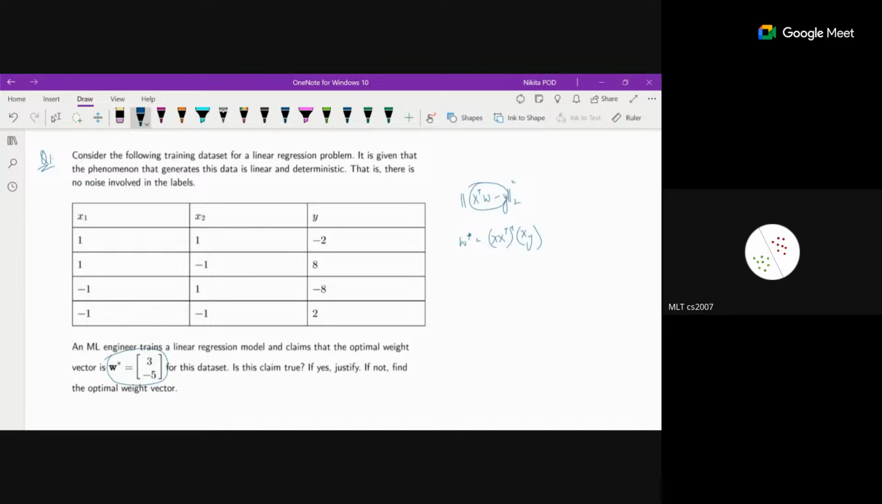Ma'am, what to do? First find X transpose X, then find the inverse and multiply with X transpose Y, right? Yes. What you have written above is just X transpose W star minus Y. If you do this, what you will get is just 0, as a scalar. Okay, so yes, this is true.